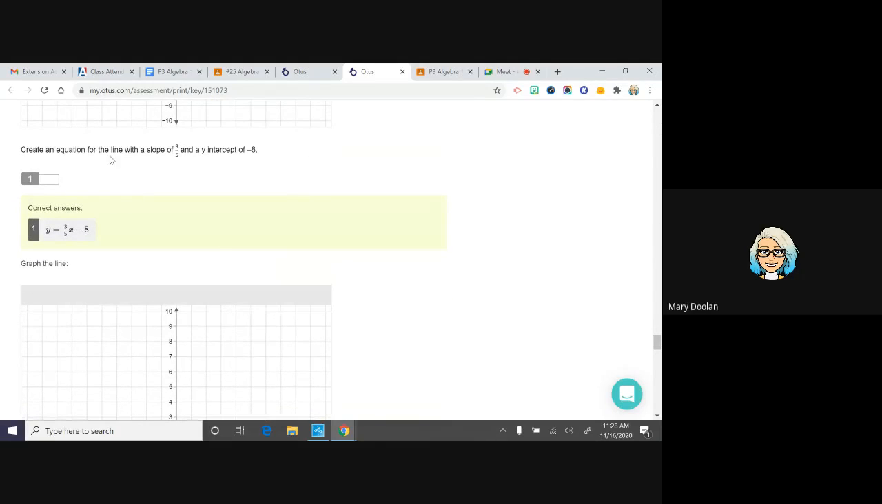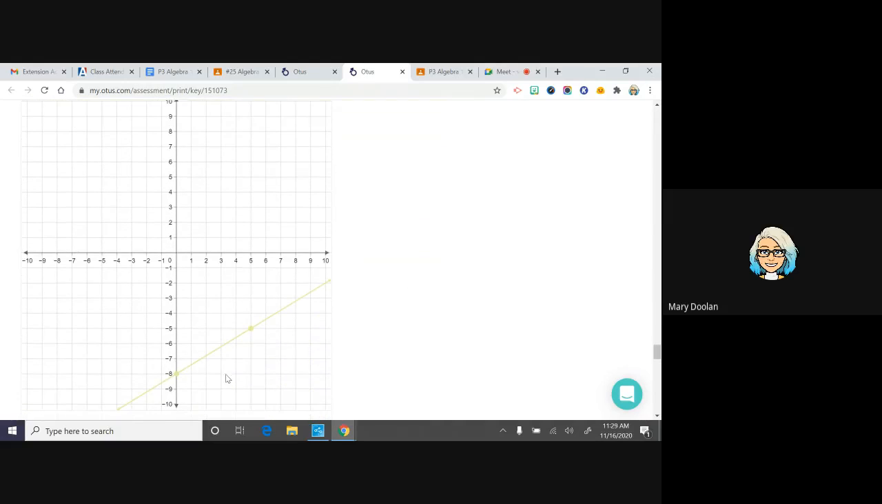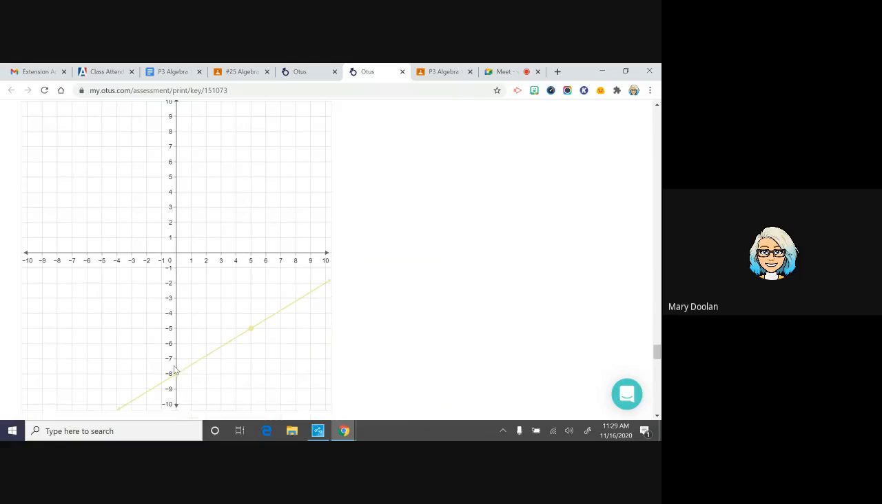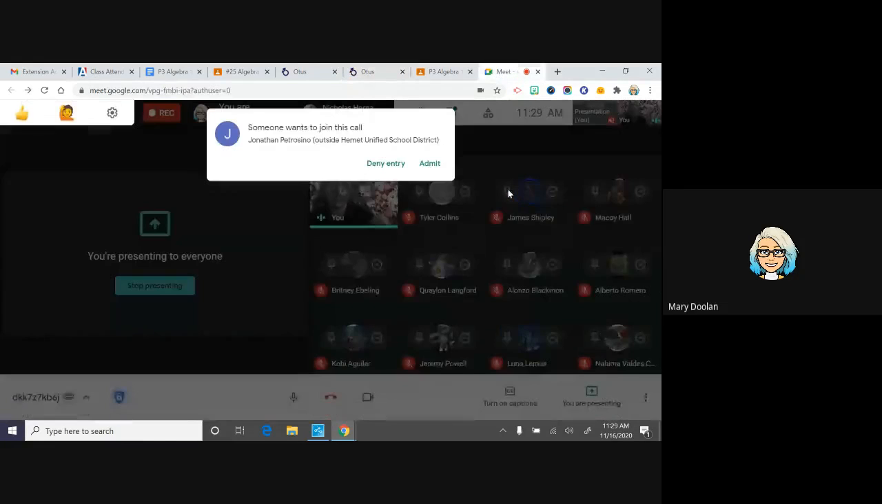Create an equation for the line with a slope of 3/5 and a y-intercept of -8. Slope-intercept form: y equals mx plus b. Y equals 3/5 x minus 8. And then graph that line. So we're going to start at -8. And then we're going to use our slope of 3/5 to rise 3 and then run 5 and make your second point. That's all you have to do to graph a line.